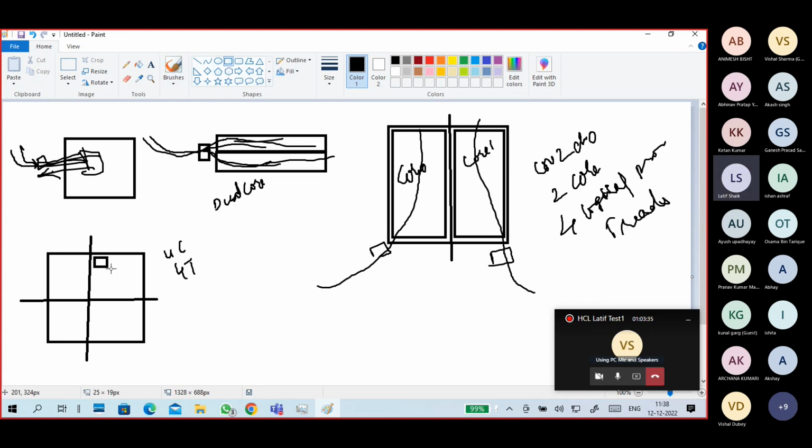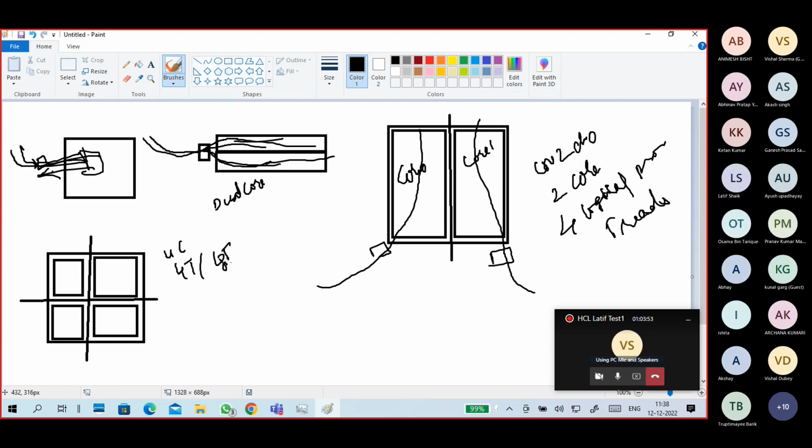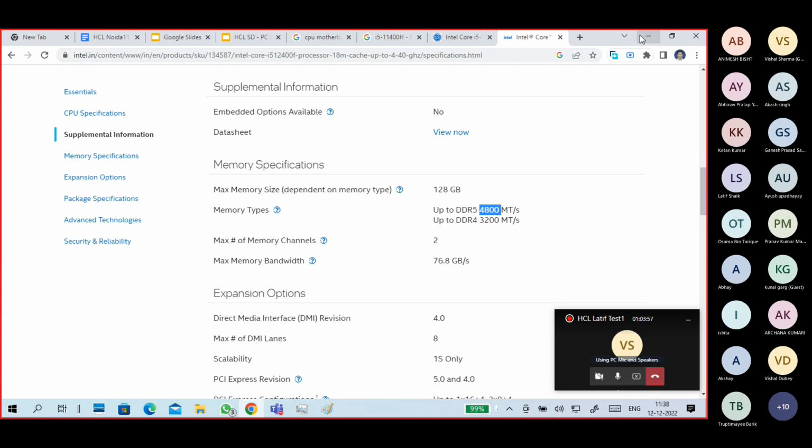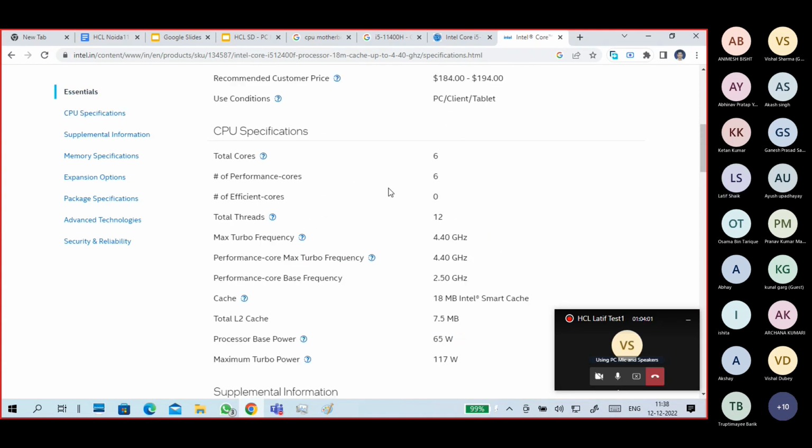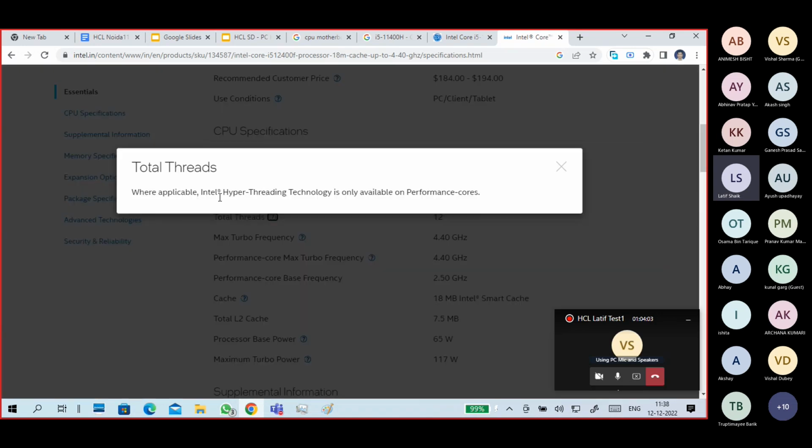In case I do it like this, it experiences like an 8 core processor. It experiences like an 8 core processor, but it is actually an 8 thread processor: 4 core, 8 thread processor. That is the core technology we have there. Okay, good. So you can see what the total threads are.